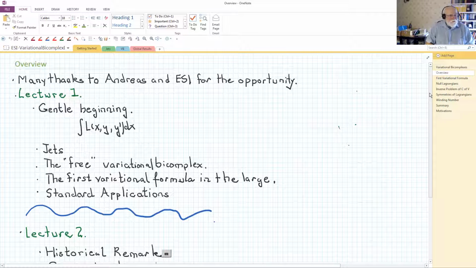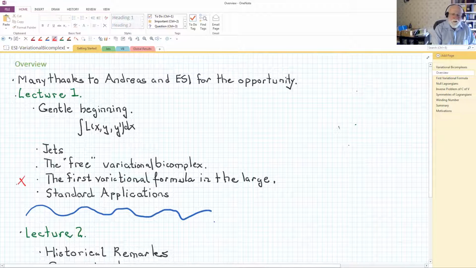The first one, I start with a very gentle beginning with a little bit of review of calculus of variations. Then we'll spend most of the day today talking about what's called the free or unconstrained variational bicomplex. The main topic for today is what's called the first variational formula. I want to give a global version of this formula and show how you derive it using some of the machinery from the variational bicomplex.